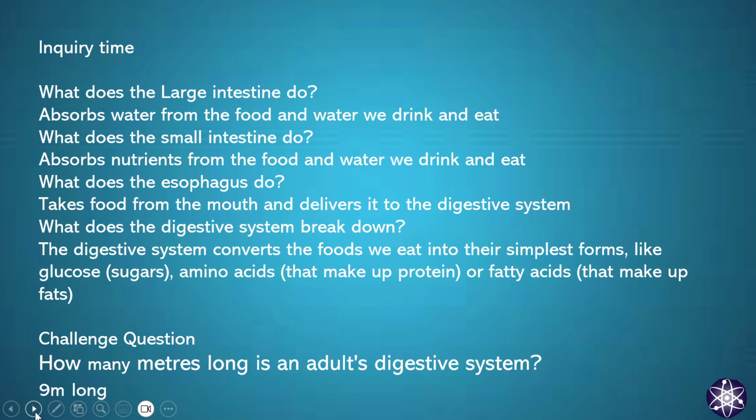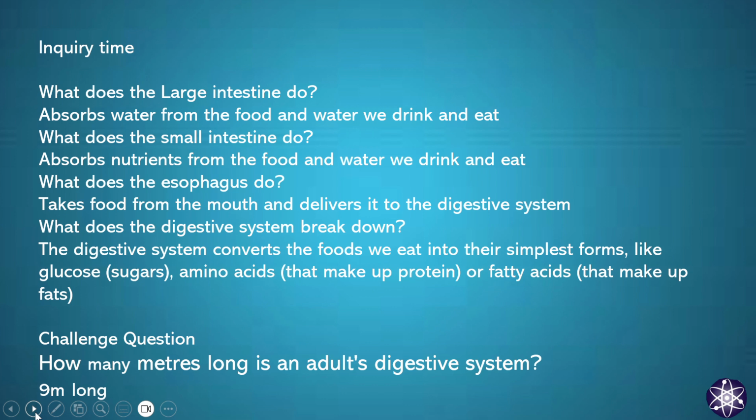Now, the digestive system breaks down. What does it actually break down? The digestive system converts, meaning changes, the foods we eat into their simplest forms, like glucose, meaning sugars, amino acids that make up protein, or fatty acids that make up fats. You will always get all these answers from my PowerPoint slides, which you can find in this video.